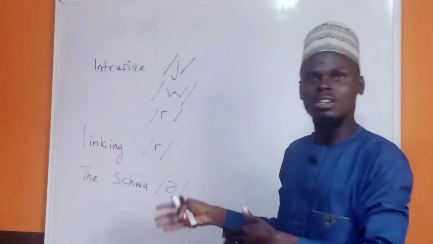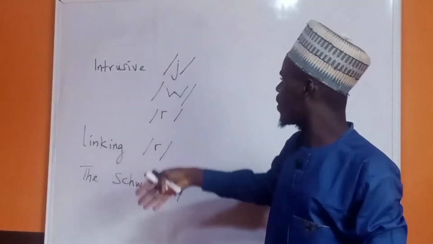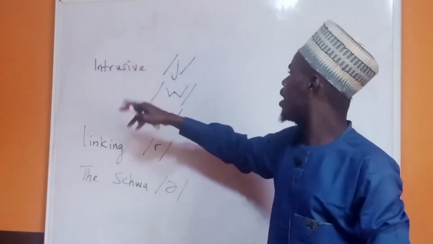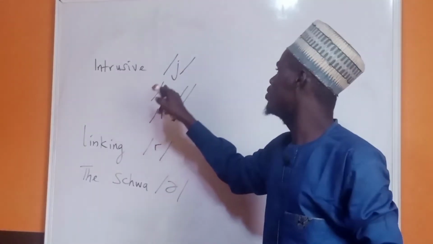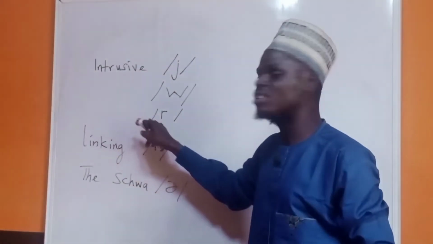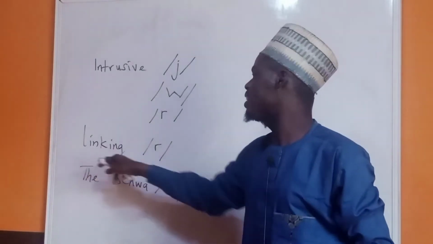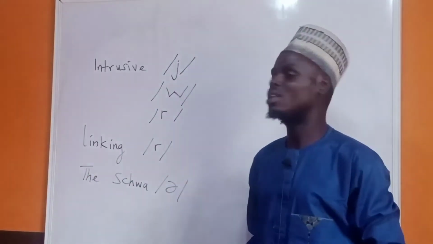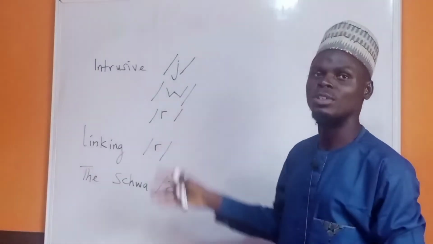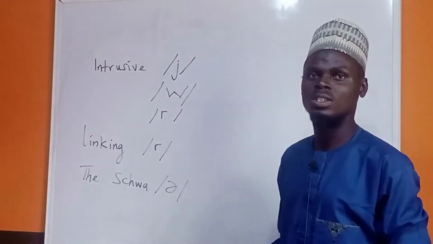As part of the features, I will be taking you through the following today: the intrusive yeah, the intrusive wa, the intrusive ru, the linking ru, and the sure sound. These are the features we shall be talking about today by God's grace.